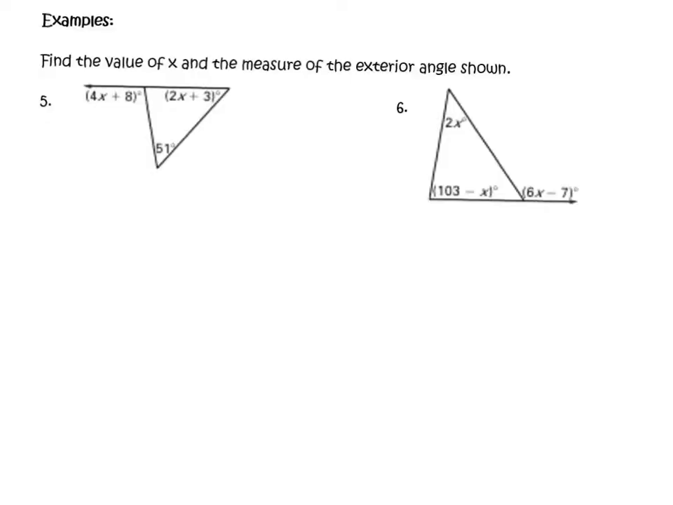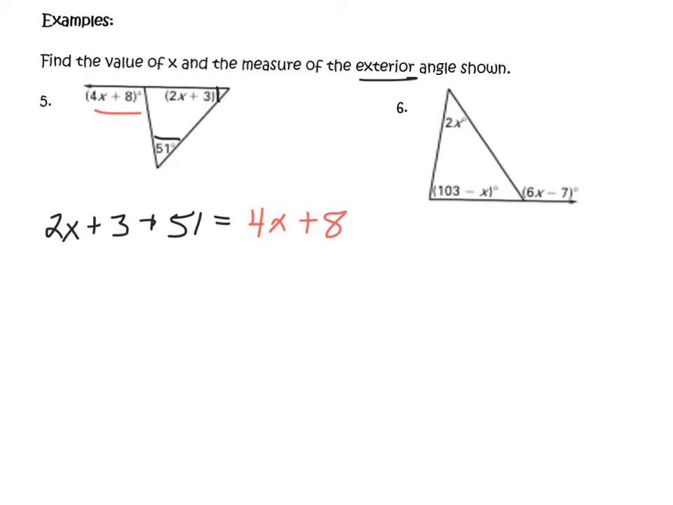So for this next example, I'm focused on an exterior angle. So if I take my two interior angles, 2x plus 3 plus 51, if I add those two up, according to my exterior angle theorem, together they're going to equal the measure of the exterior angle that is not adjacent to them.